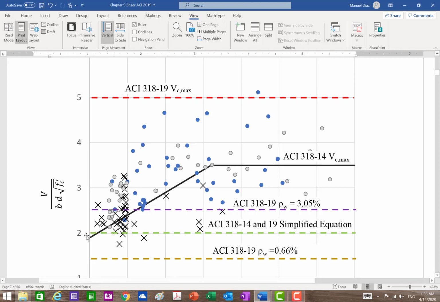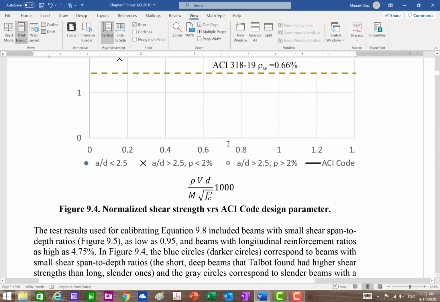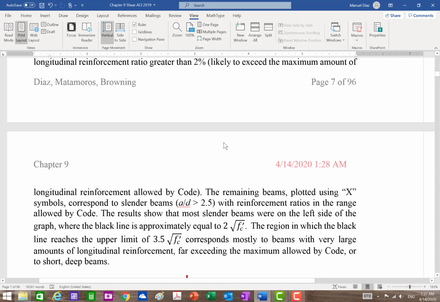Either you use equation 2, because that's what the code says, you can use either equation, or you use the equation with the rho w, and you will have different values depending on where you are. Okay, that's all you need to know about that.